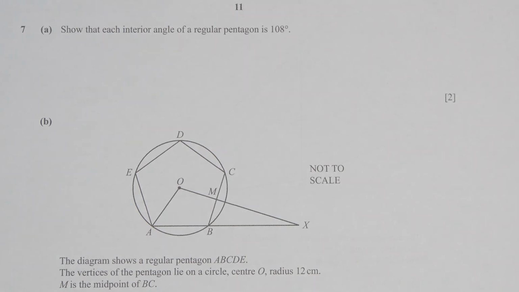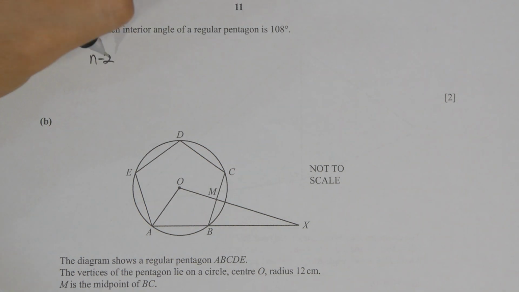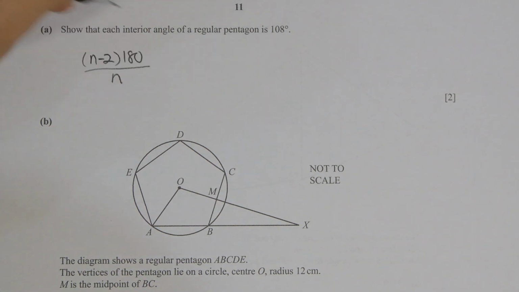Question 7a, calculate the interior angle for each of it. So (n - 2) times 180 divided by n equals 108. You will get your n as 5 after the shifting and calculation.